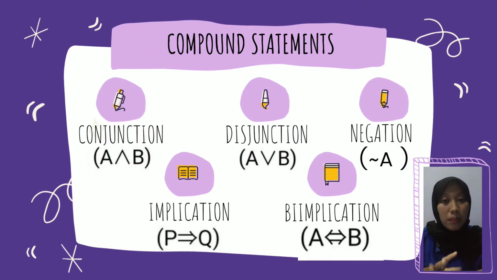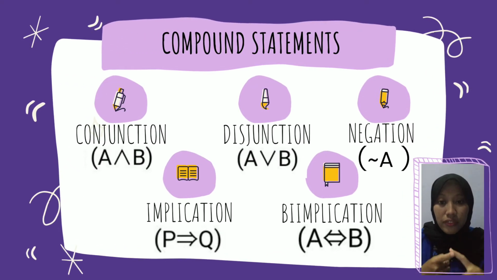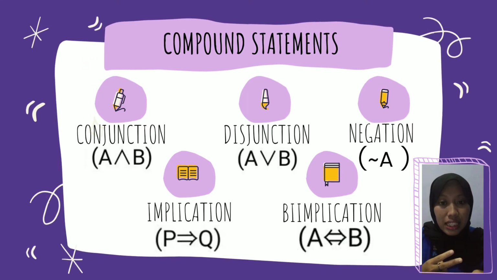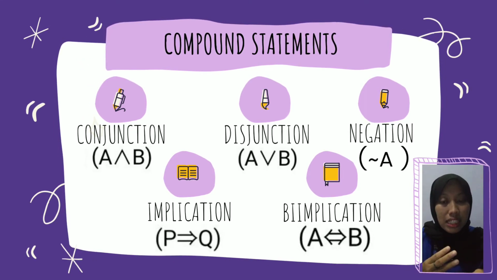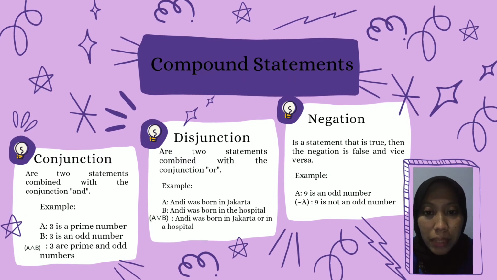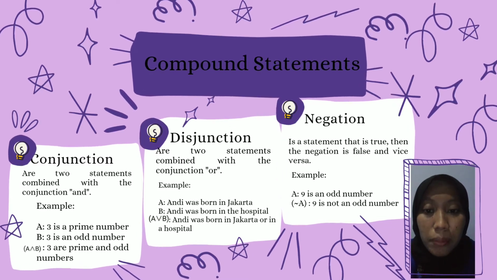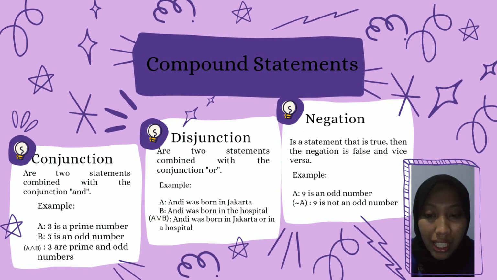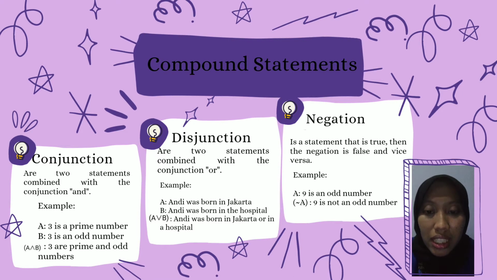There are 5 compound statements: the first is conjunction, the second is disjunction, the third is negation, the fourth is implication, and the fifth is bi-implication. The first compound statement is conjunction. Two statements combined with the conjunction and. For example, statement A, 3 is a prime number. Statement B, 3 is an odd number. So, A conjunction B is 3 is a prime and odd number.